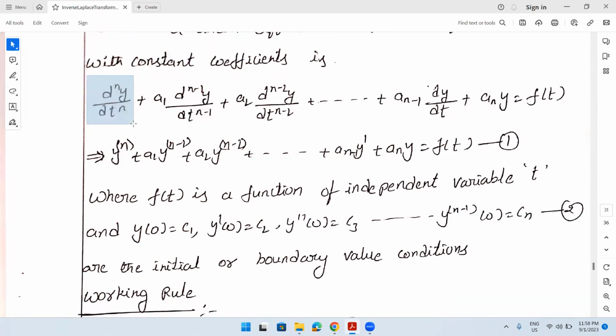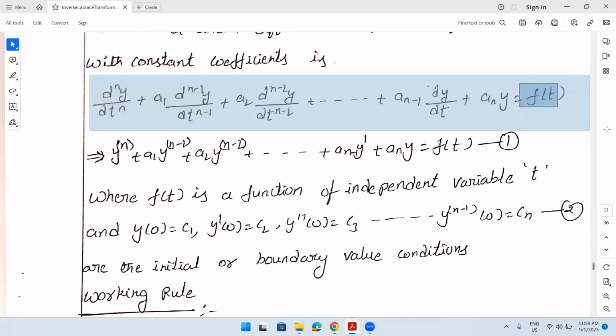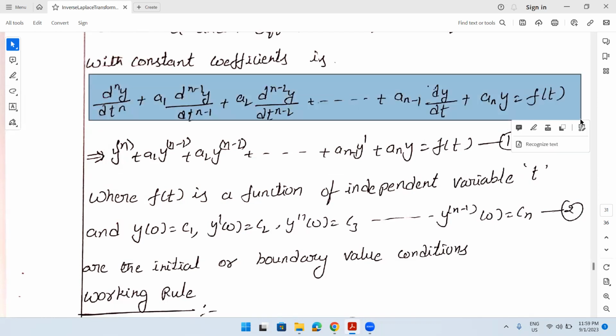d^n y by dt power n. There we have seen dx power n, but here the dependent variable is y and the independent variable is t. So we take it like this. The coefficient of the (n-1)th derivative is a1, d^(n-1) y by dt power n-1, and a2, and so on, an-1 dy by dt and an into y is equal to f of t. This is the general form of an ordinary differential equation.